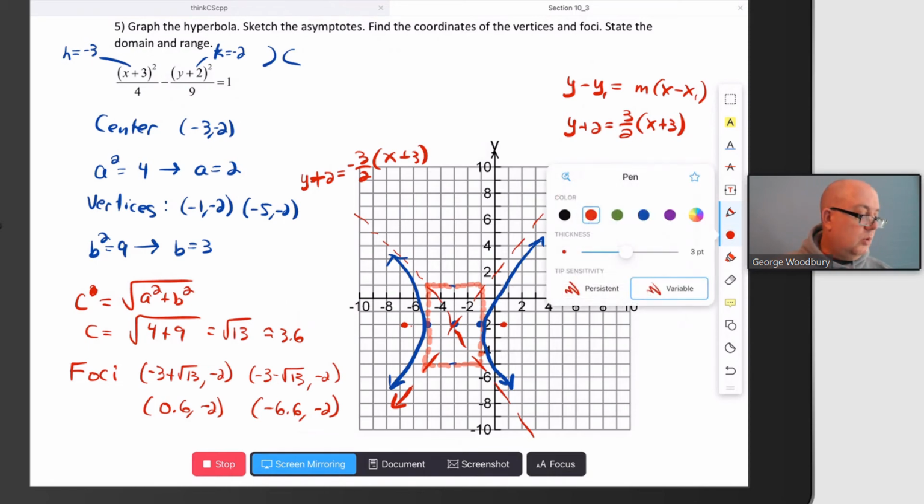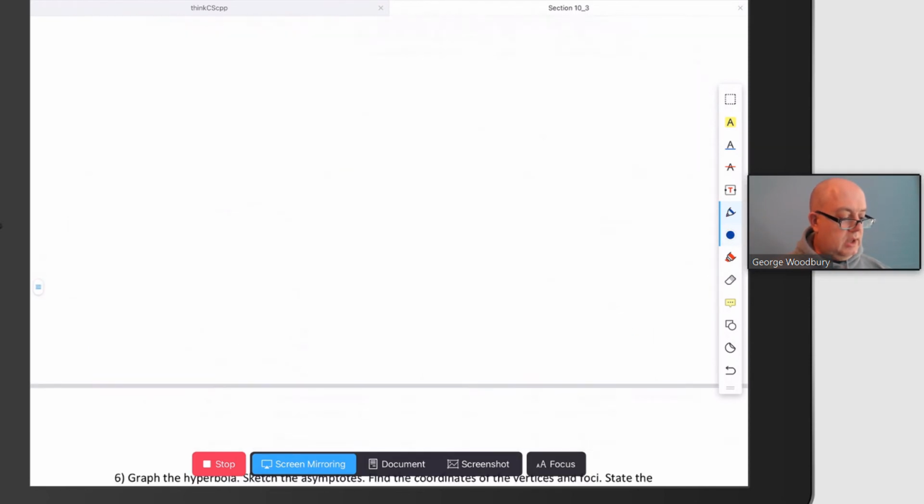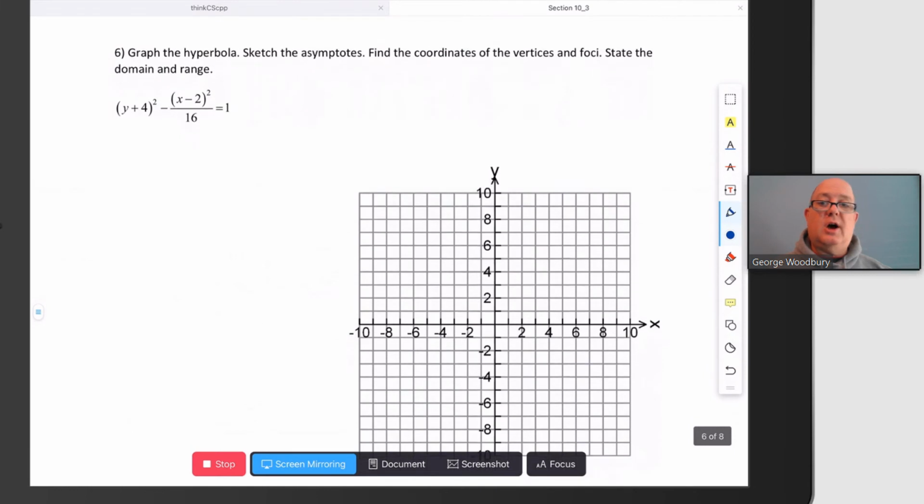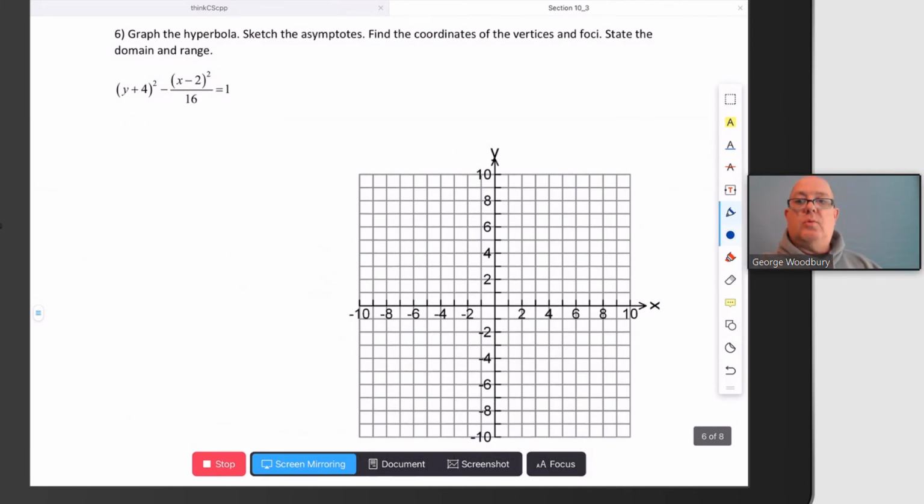All right, let's try one more. This time we'll do one that opens up and down. We've got y plus 4 squared minus x minus 2 squared over 16 equal to 1. Remember that if a denominator is missing, it's really a 1. We just don't bother to write that.